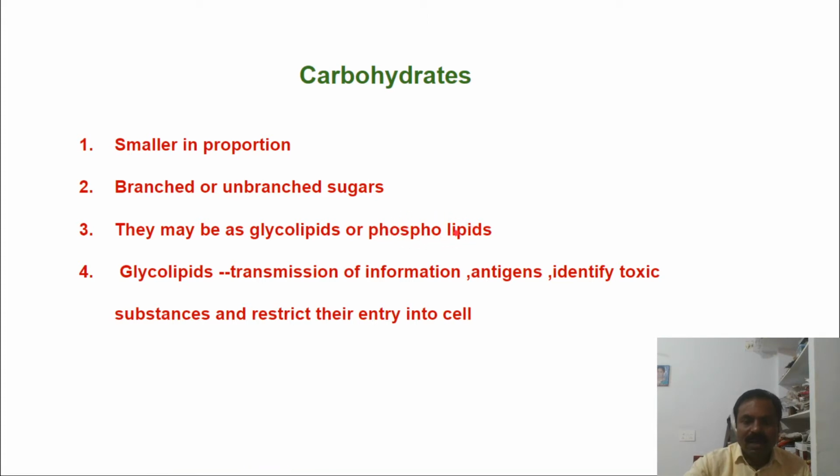It is written wrong. So it is glycolipids and glycoproteins. Glyco means carbohydrates. So the carbohydrates which are attached to the lipids are known as glycolipids. The carbohydrates which are attached to the proteins are known as glycoproteins. Some carbohydrates bind with the proteins, they are called glycoproteins. Some carbohydrates bind with the lipids, they are called glycolipids.